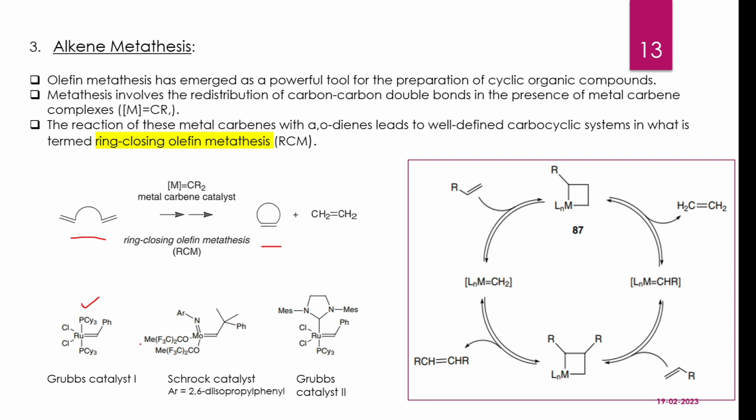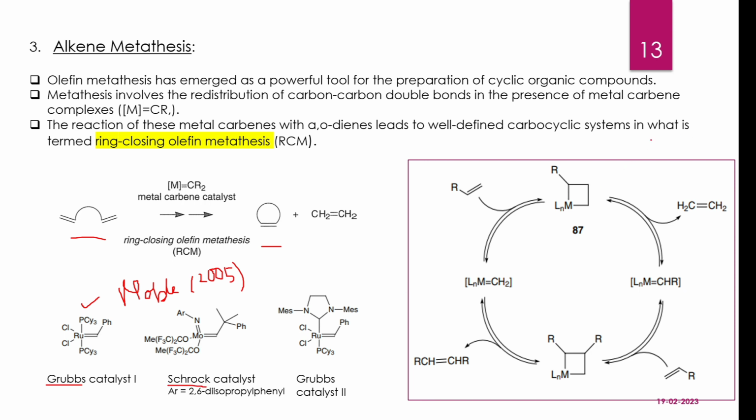Both the scientists, Grubbs and Schrock, got the Nobel Prize in 2005 for this alkene metathesis. Both of them got the Nobel Prize in 2005.